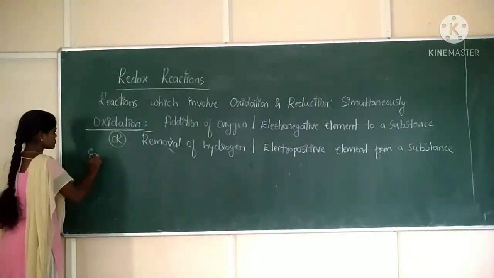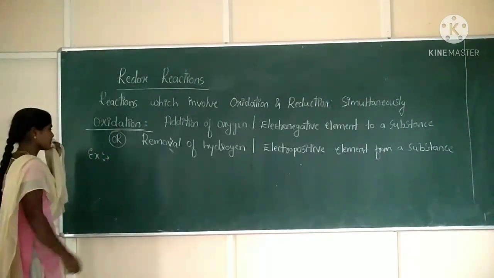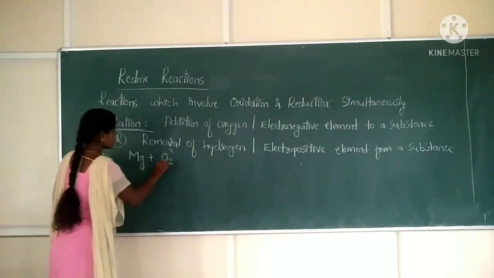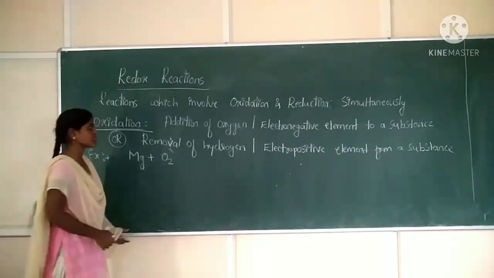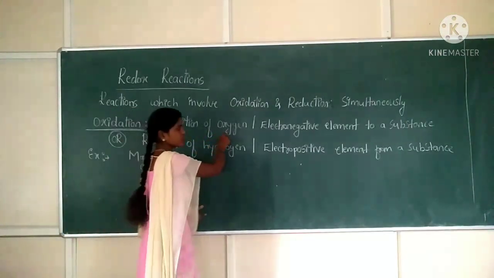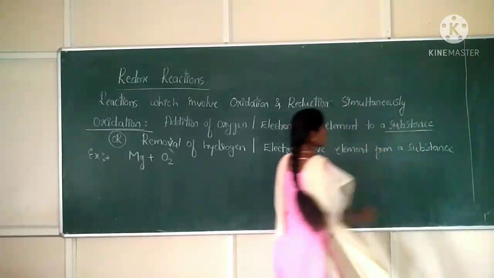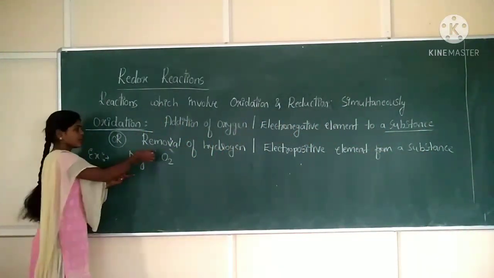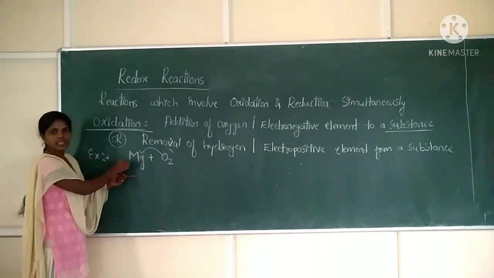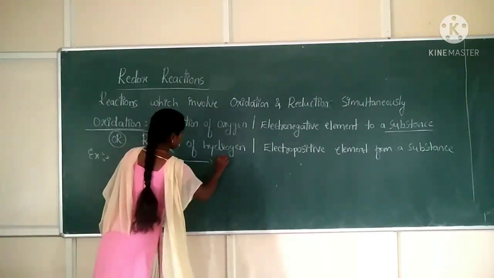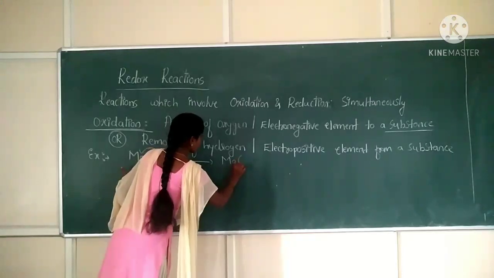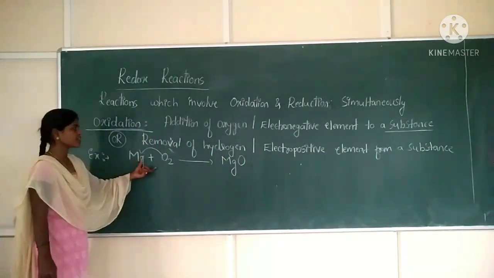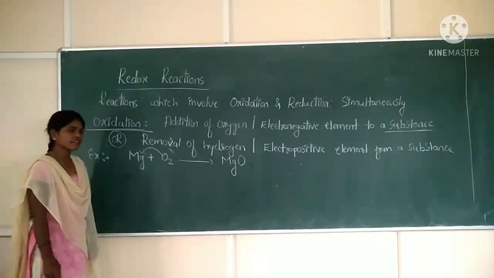First example. When you take magnesium and oxygen, what is the definition of oxidation? Addition of oxygen to a substance. Which is the substance here? Magnesium. Now add oxygen to the magnesium. It will form magnesium oxide. So this is one example which defines the oxidation definition.